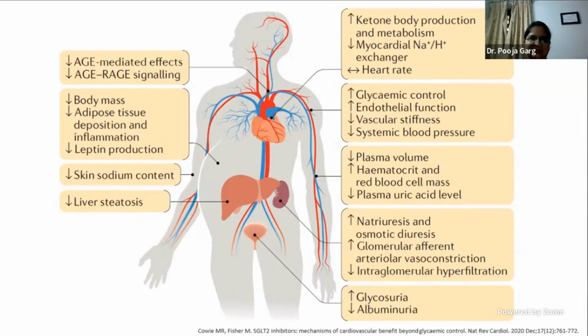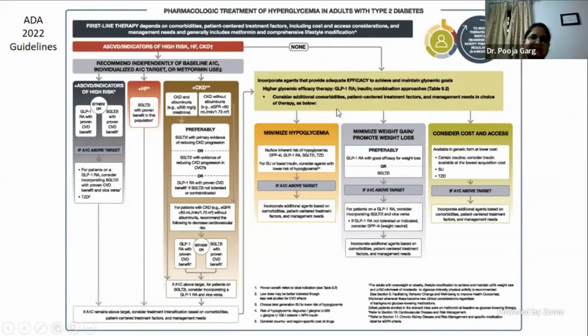It reduces leptin production, reduces advanced glycated products and products mediated effects and signaling. So all these mechanisms clearly demonstrate how SGLT2 inhibitors lead to pleiotropic effects in the body. Now looking at what the guidelines say, the ADA 2022 guidelines clearly highlight the importance of SGLT2 inhibitors in pharmacological management of hypoglycemia in adults with type 2 diabetes mellitus.